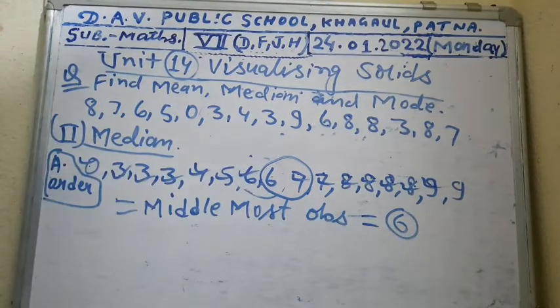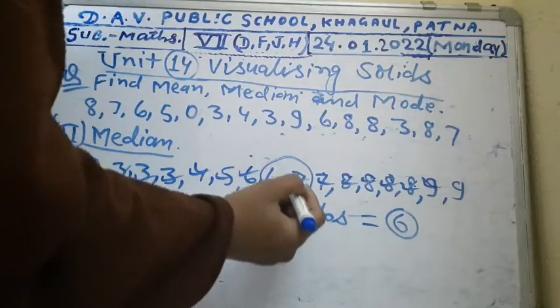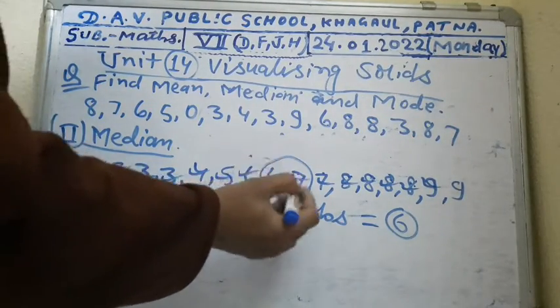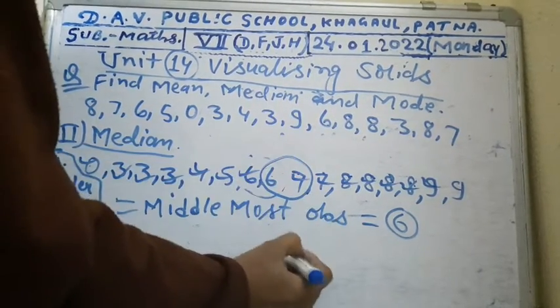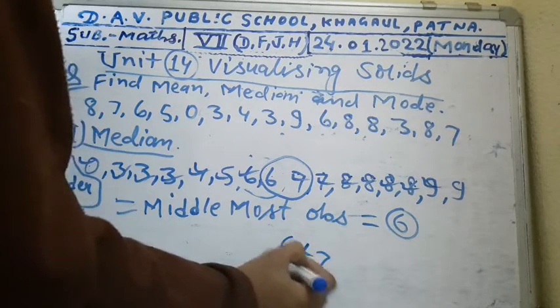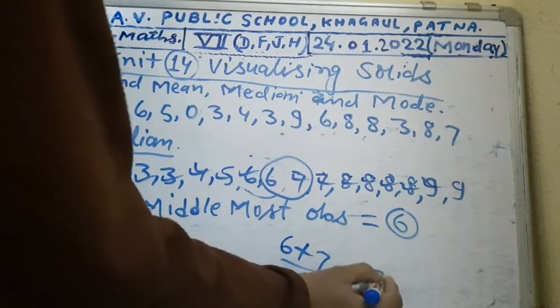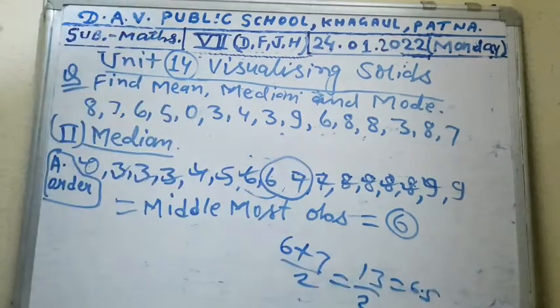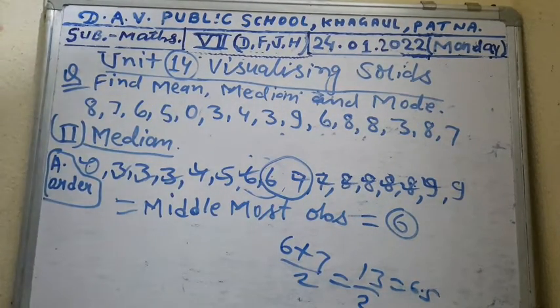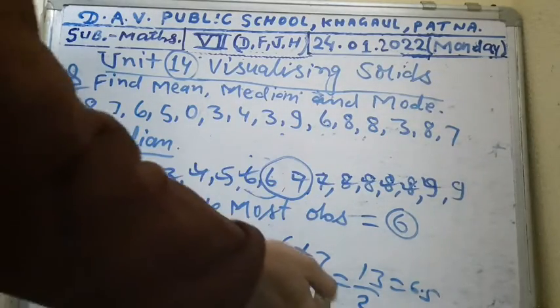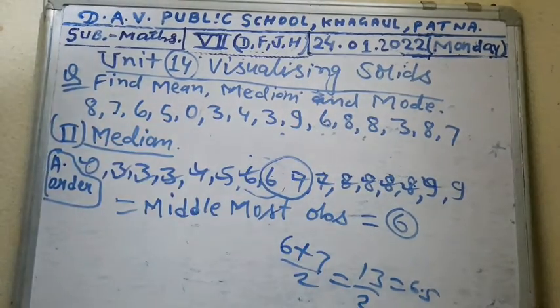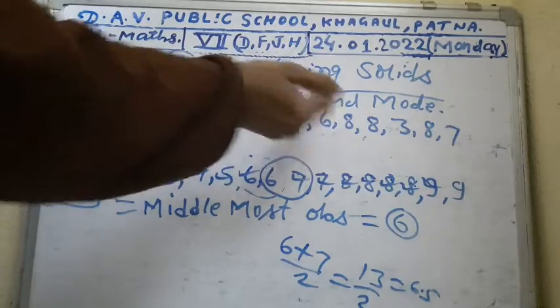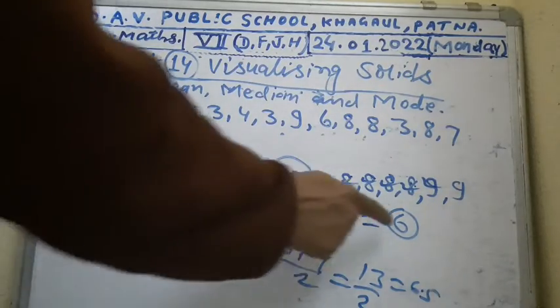If the number of observations is even, then we find the mean of the middlemost. That means 6 plus 7 divided by 2. That means 13 by 2, that means 6.5. यदि नंबर ऑफ ऑब्जर्वेशन इवन होता तब ये फॉर्मूला यूज करेंगे. यहाँ पे नंबर ऑफ ऑब्जर्वेशन ऑड टाइम है, so we only write the middlemost.